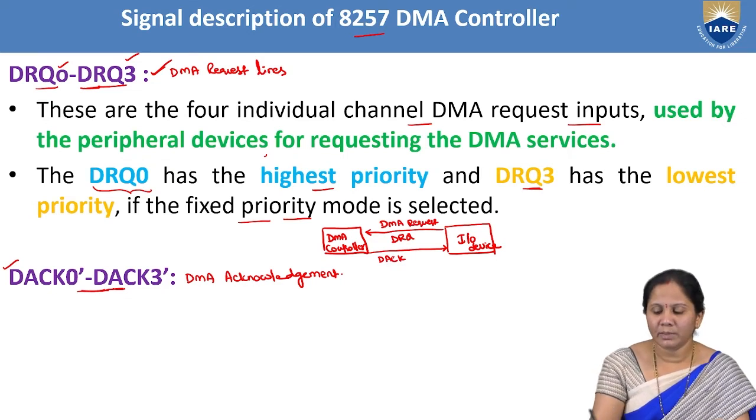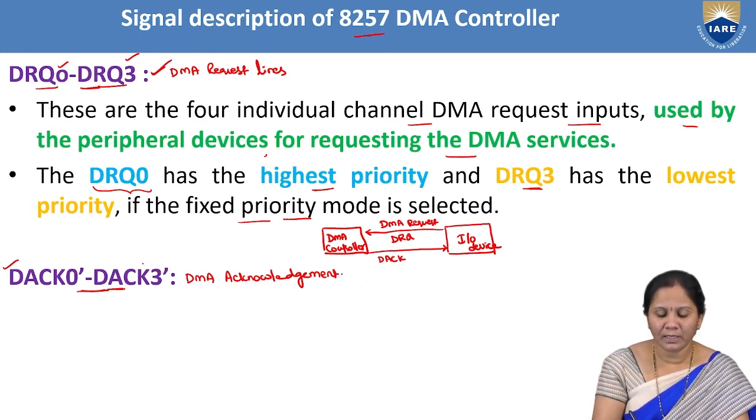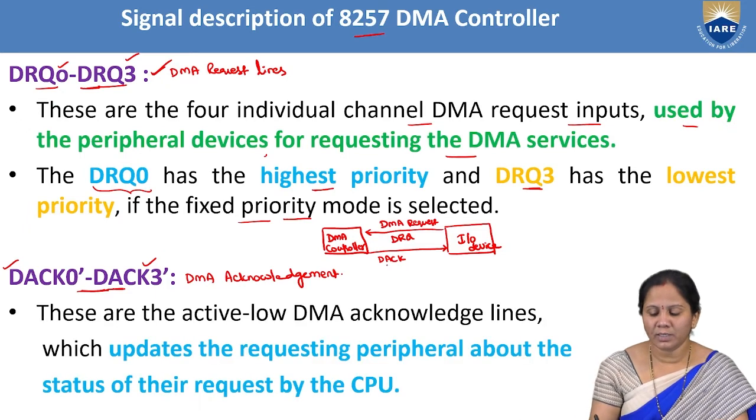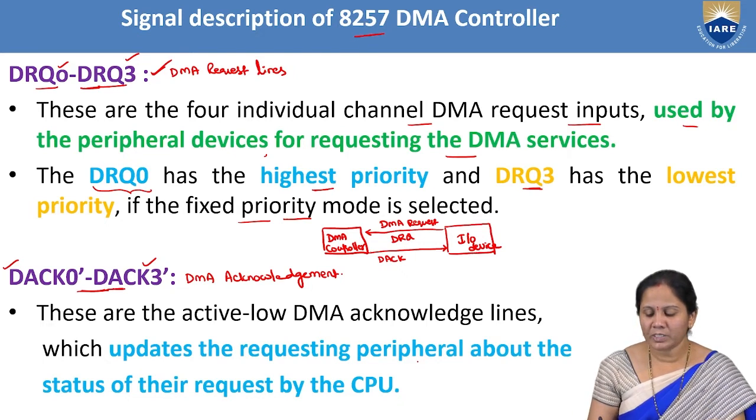So the DMA request lines are used by the peripheral devices for requesting the DMA services. Similarly, the DMA acknowledgement signals are the signals coming from the DMA controller to the IO devices, updating the requesting peripheral about the status of their request by the CPU.